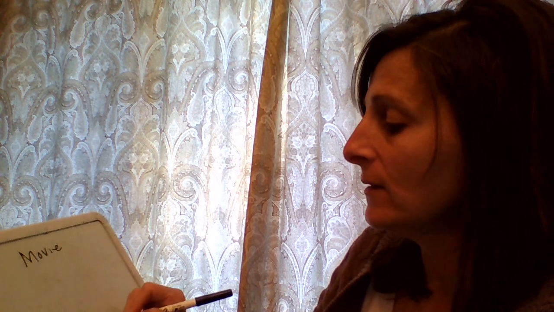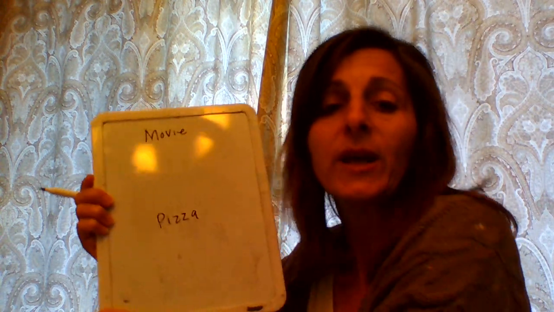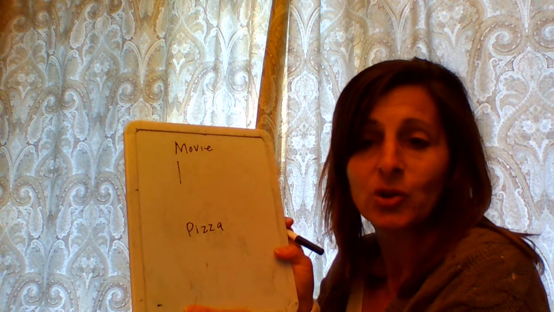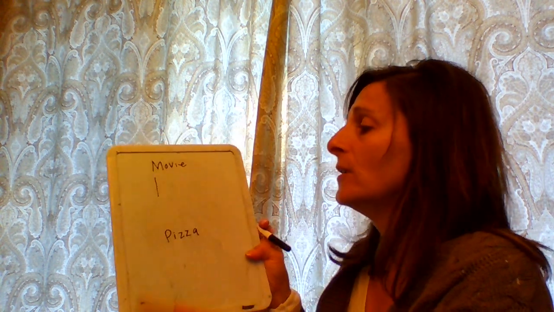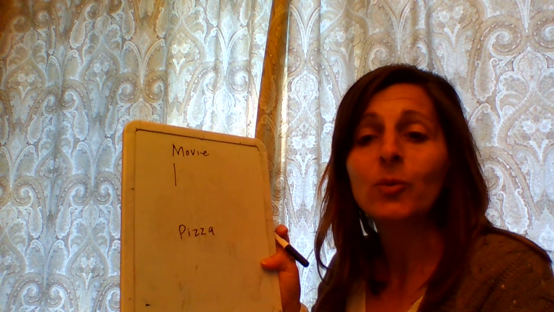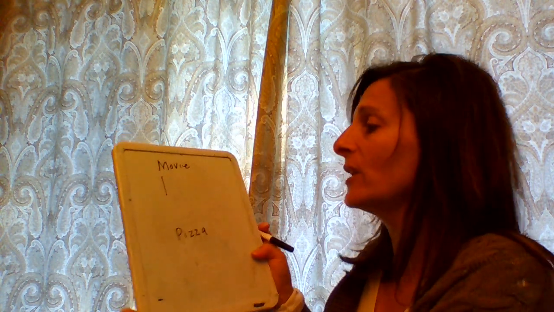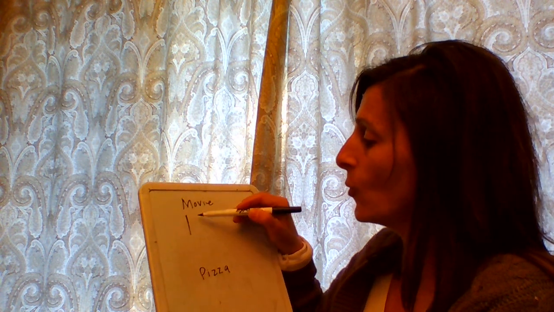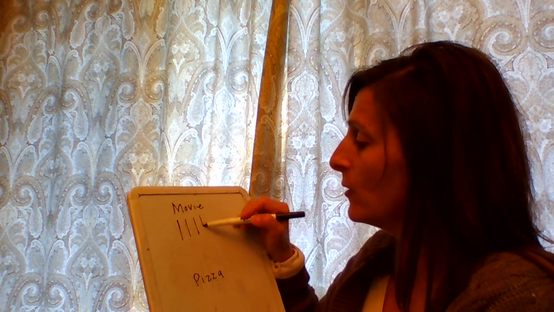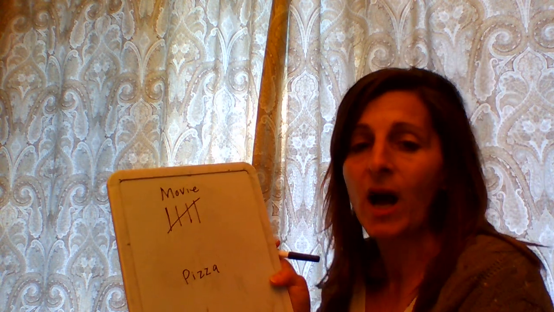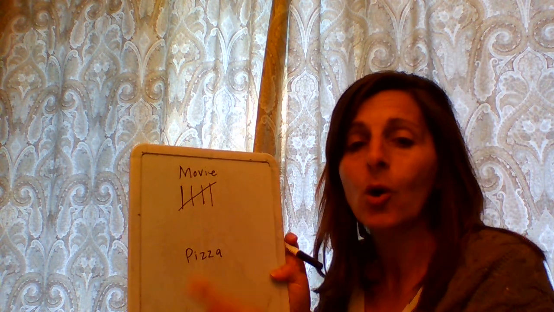Each tally mark represents one child's vote. So if we wanted a pizza party or a movie party, I would write tally marks under each. Maybe I would write movie and then pizza. And then as each friend voted, I would draw a line to represent a friend's vote. Now, the thing with tally marks is you do them in groups of 5. So watch how I do this. One tally mark is 1, 2, 3, 4. Number 5, I go across. So every 5th line you go across.